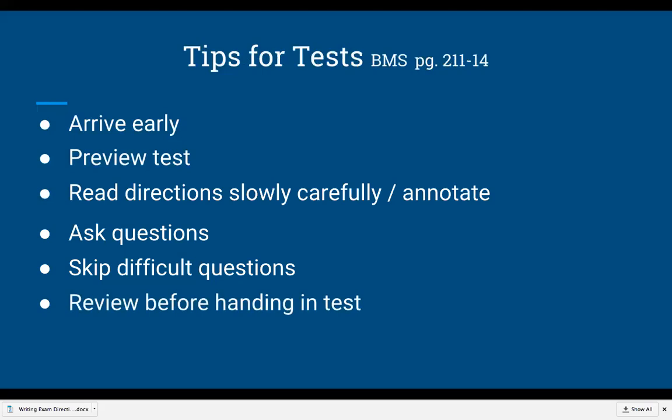And then always, always, always before you hand in your test, you want to review your test to make sure that you answered all the questions that you skipped, to make sure that you have followed the guidelines and read the directions carefully.